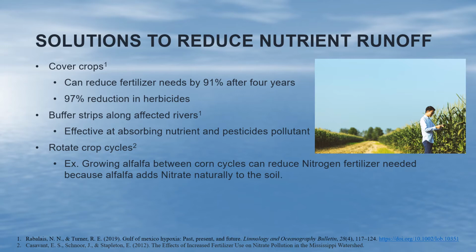An example of this would be growing alfalfa between corn cycles to reduce nitrogen fertilizer needed. This is because alfalfa actually adds nitrate naturally into the soil, whereas corn needs to have nitrate added. It can't fixate its own nitrate. So by growing alfalfa in between corn cycles, you can actually have naturally added nitrate into the soil system.